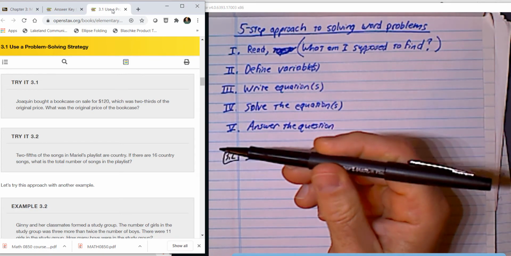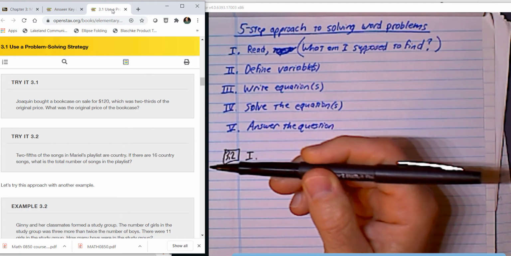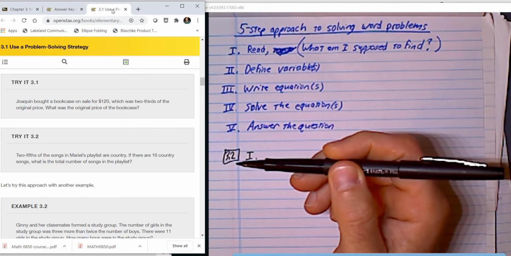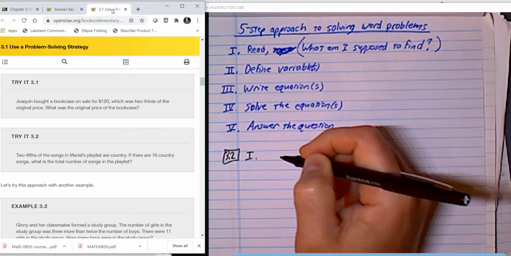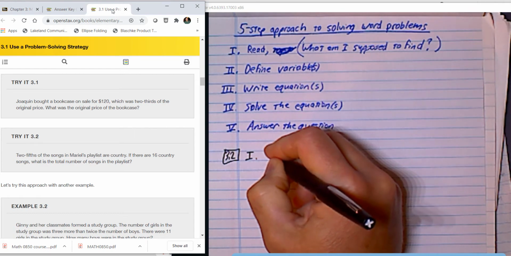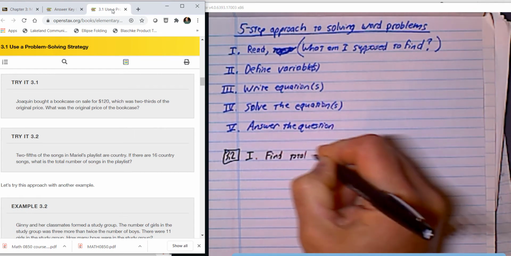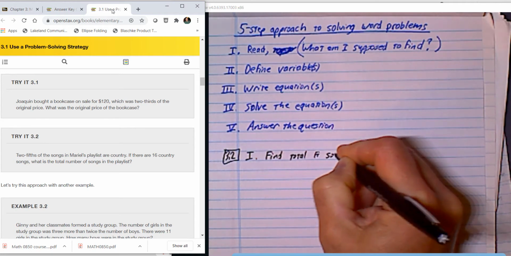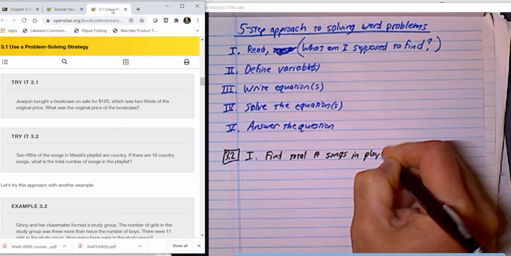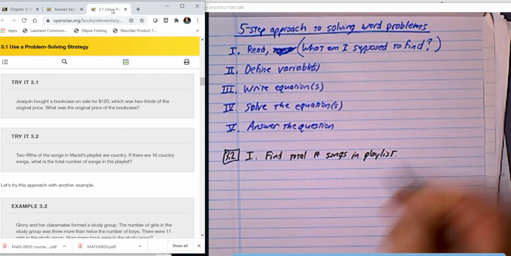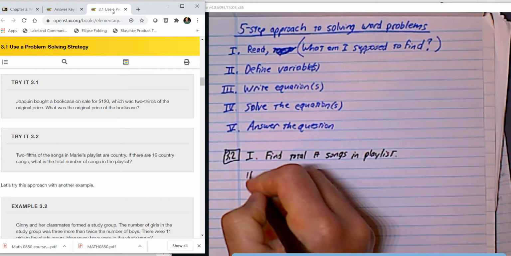Let me read that sentence. If there are 16 country songs, what is the total number of songs in the playlist? So I didn't even read the whole problem yet, and I already know what I'm supposed to find. Okay? Find the total number of songs in the playlist. Now, I did step 1. I'm ready for step 2.